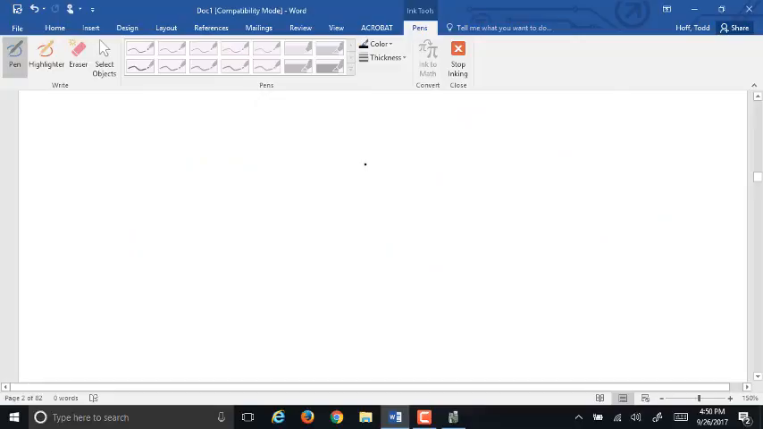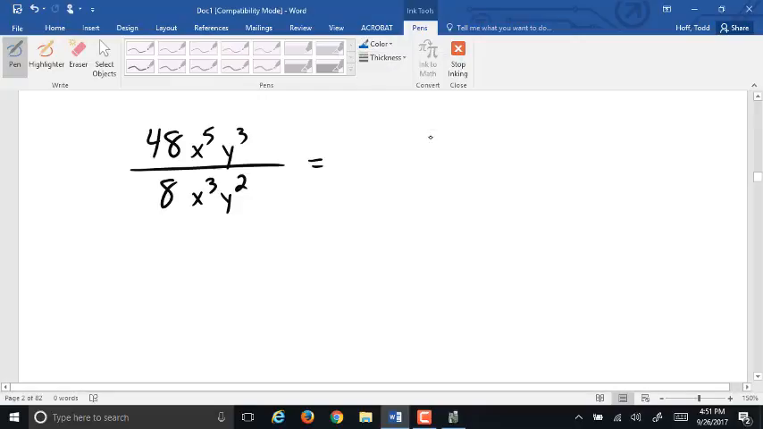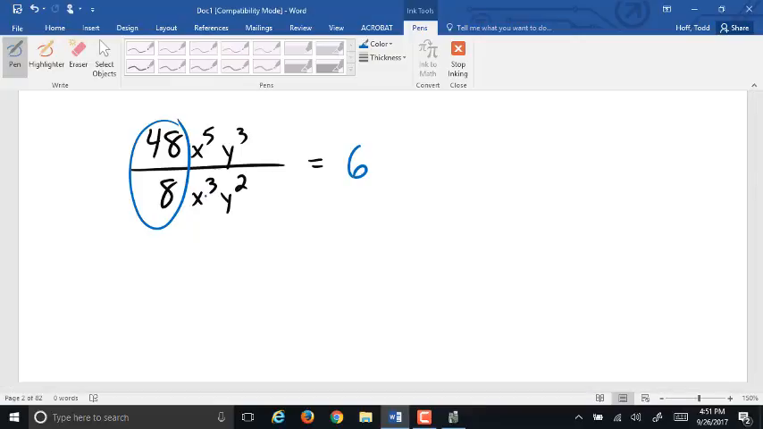Okay. When we divide it then, we might have 48 x to the 5th, y to the 3rd divided by 8 x to the 3rd, y squared. We divided the counts. What's 48 divided by 8? 6. Then we divided the variables. As we saw earlier in reducing fractions, we subtract the powers. So x is going to end up being x to the 2nd. 5 minus 3 is 2. And y is going to be just y. 3 minus 2 is 1. So y to the 1 or just y.